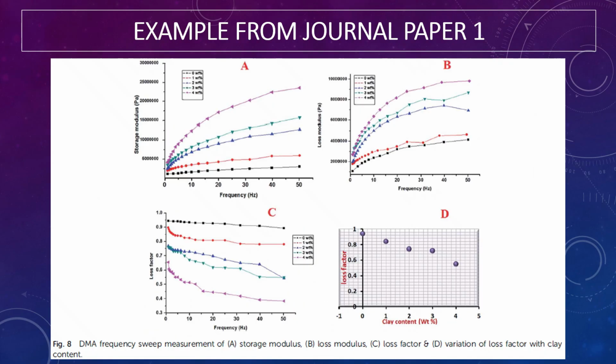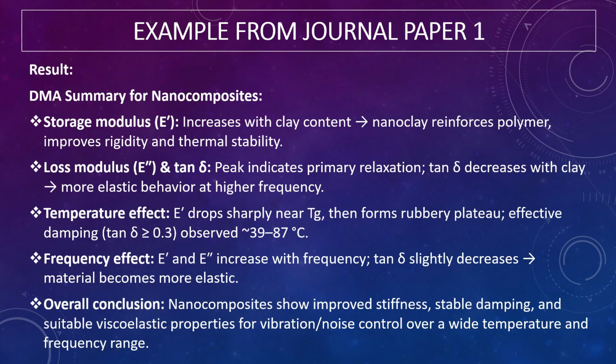Here is the result for the frequency sweep. We can see the 0 weightage is always the lowest one, and then the 4% weightage is the highest one in both storage and loss modulus. And then we focus on the loss factor. The 0% is highest, and then 4% is lowest, and it comes to the conclusion that the 0% is highest and the 4% weightage has the smallest loss factor.